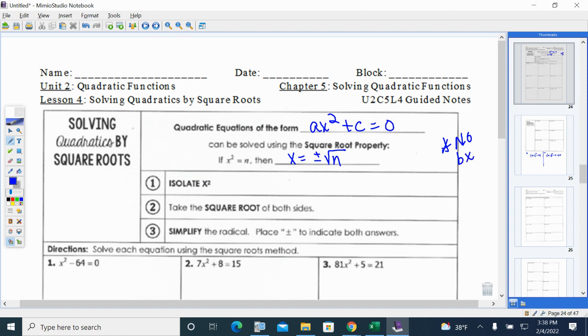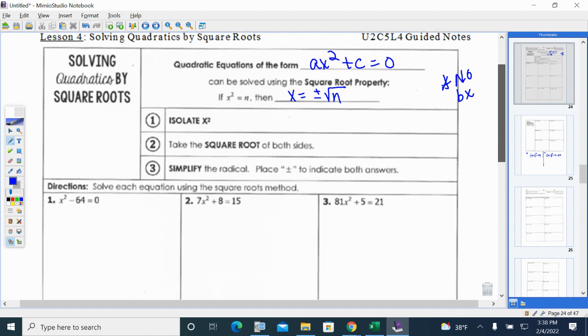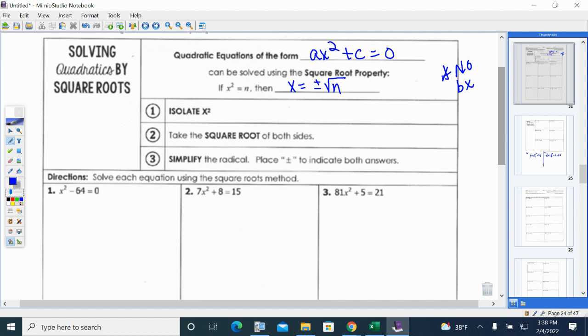The square root property says that if x squared is equal to n, then x is equal to the positive and negative square root of n. And I'll explain more about that here in just a second. The steps tell you to isolate the x squared. Secondly, take the square root of both sides. And then thirdly, simplify the radical. Don't forget a positive and a negative to indicate both answers.